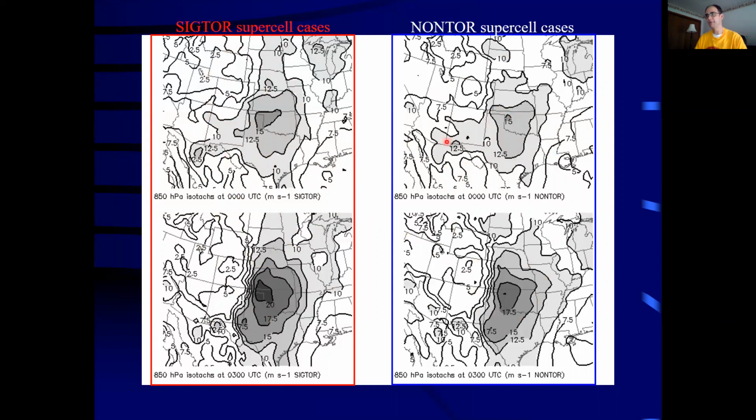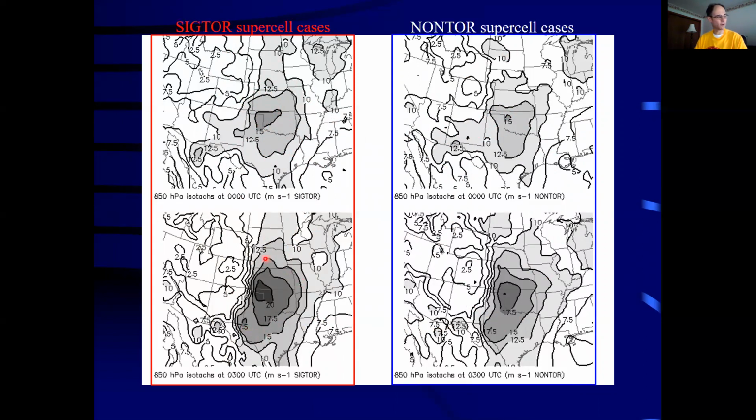The top panels represent the 850 millibar wind speed at 0 UTC. And the bottom panels represent the 850 millibar wind speed in meters per second at 0300 UTC. And you'll notice that in the significant tornadic cases, the winds are slightly stronger than in the non-tornadic cases at 0 UTC, but the max wind speeds here are a little more than 15 meters per second.